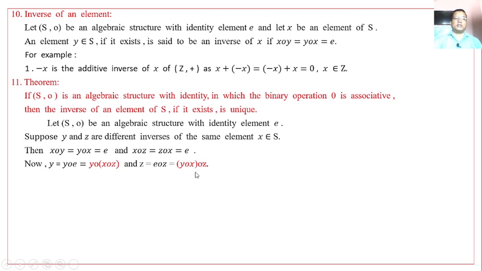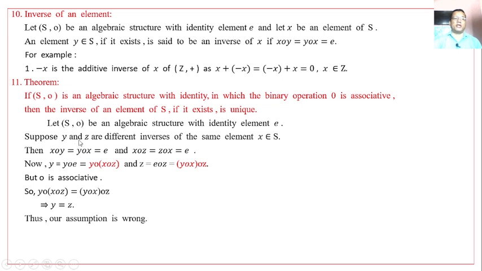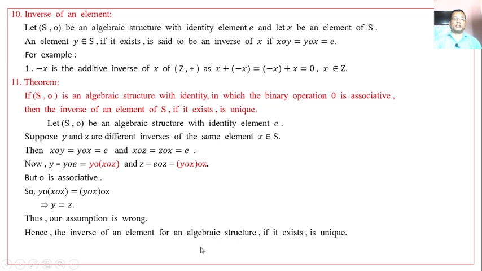This is possible because O is associative. So the values on both sides are equal, giving Y equal to Z. But Y equal to Z contradicts our assumption, which is wrong. Hence the inverse of an element for an algebraic structure, if it exists, is unique.